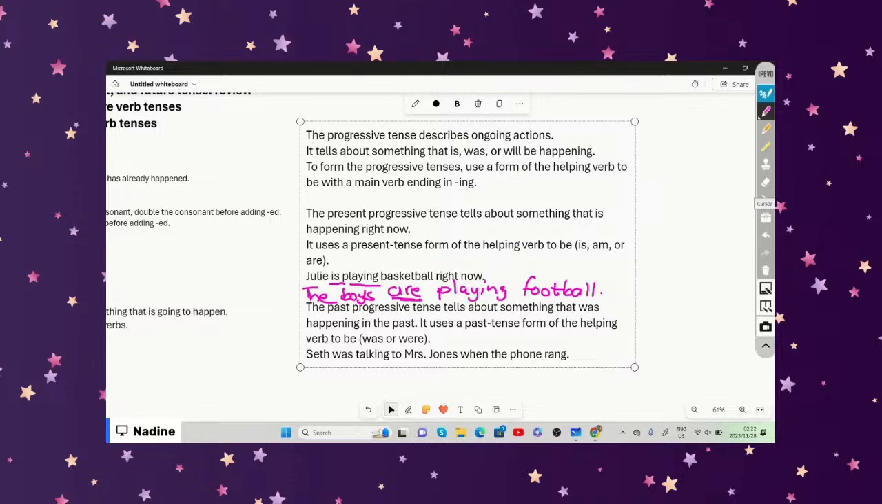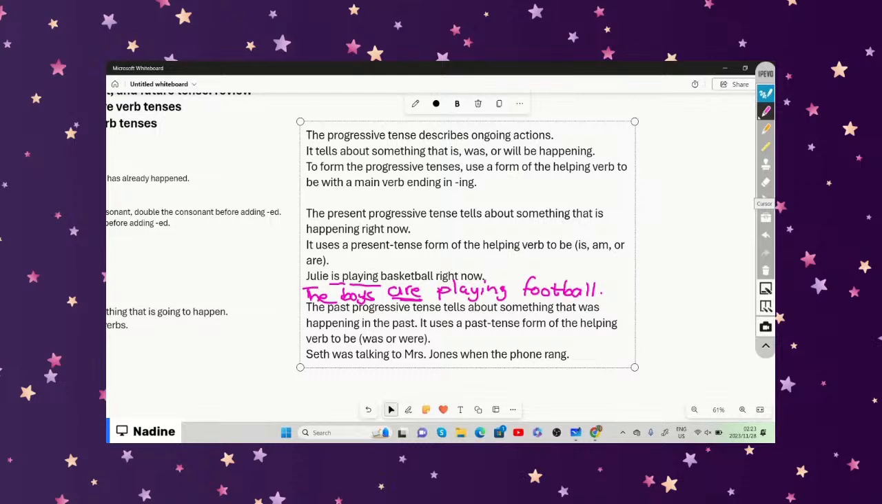So when it comes to the past progressive tense, it uses a past tense form of the helping verb, which is either was, referring to one person doing something, or were, referring to more than one person doing something. So once again, the past progressive tense tells about something that was happening in the past. And it uses the past tense form of the helping verb, which is either was or were.